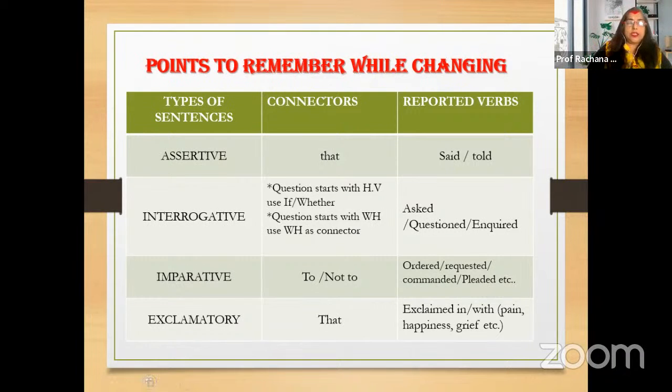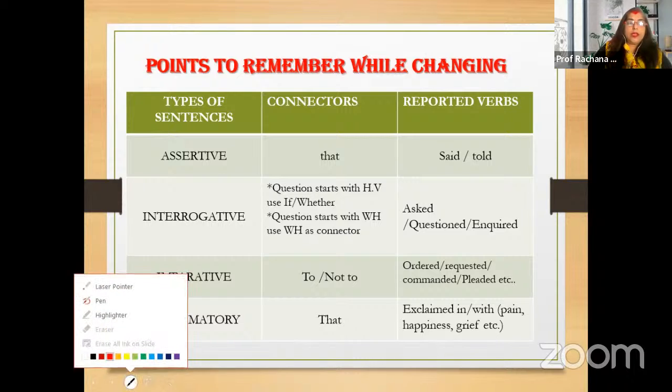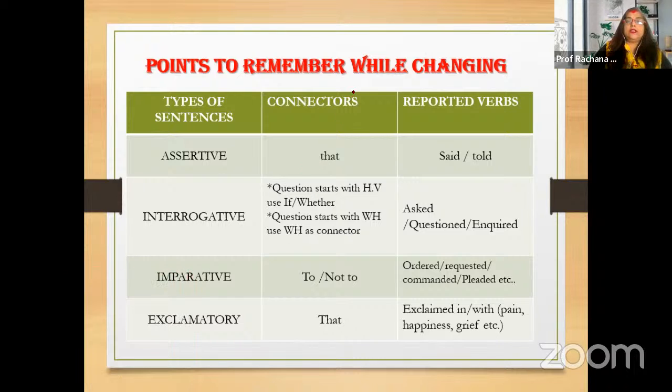Only in an assertive sentence you can see that connector that is used, and in an exclamatory sentence connector that is used. That is not used for the interrogative sentence. Here it is not used, and it is not used even in an imperative sentence. So how do you join the sentence after removing the inverted comma?